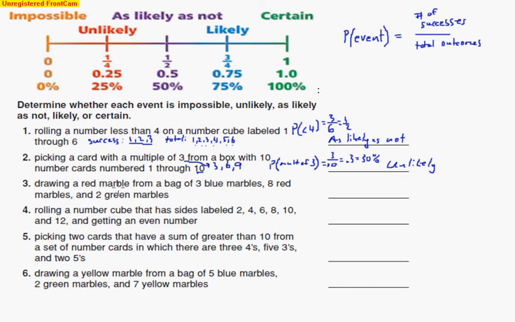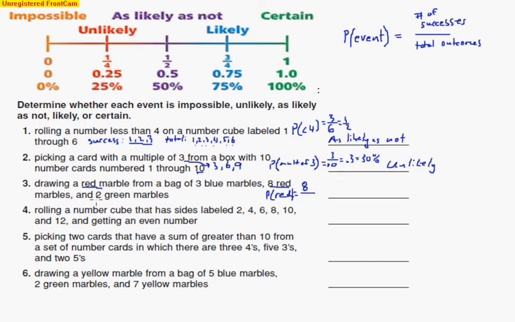Drawing a red marble from a bag of 3 blues, 8 reds, and 2 greens. Alright, well, we want to draw a red marble. So how many red marbles are there? Well, there's 8 reds. So the probability of a red would end up being 8 over how many are there?